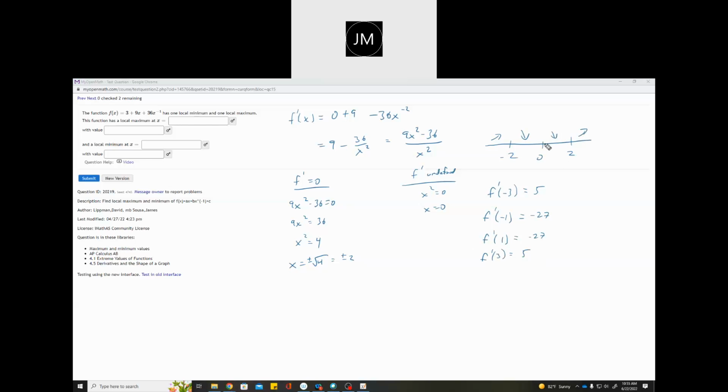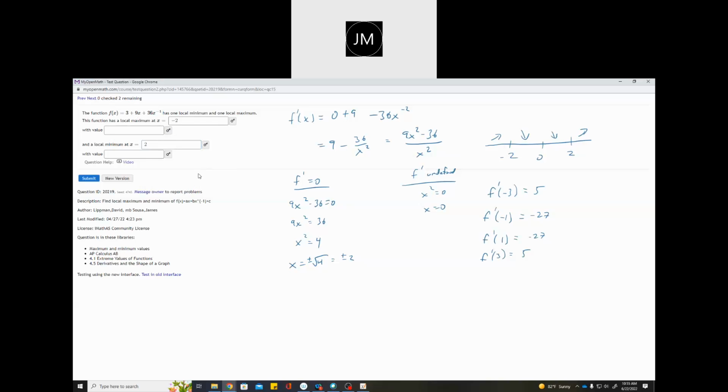So 0 is a critical number, but it doesn't change. And also 0 is not defined in the original function, so it couldn't be a max or a min, but it's still an important point when I do my first derivative test. Okay, so I can see that at negative 2, we have a max. And I can see that at positive 2, it goes down and comes up, so we have a min. Typically with local maxes and mins, we're not as concerned with the y value, but on the off chance that we were, you just plug back into the original function to get the y value.